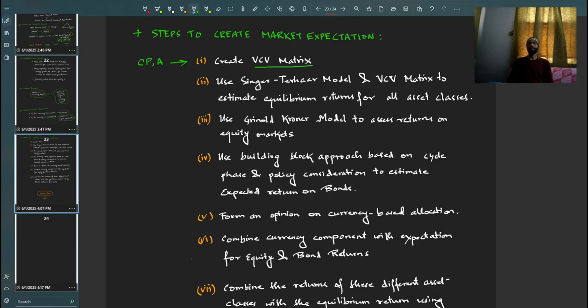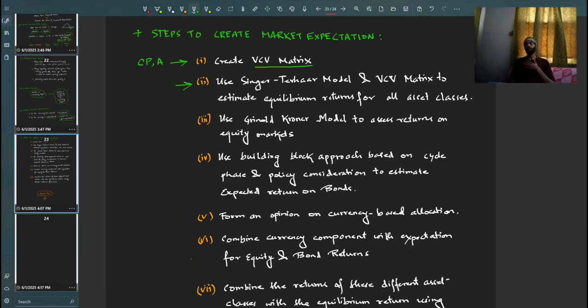The next step is combine the Singer-Terhaar model and VCV matrix to estimate equilibrium return for all assets combined. For all assets, right? So Singer-Terhaar model and VCV matrix, we use both these two things, and then we estimate the equilibrium returns for all the assets. This is our step 2.